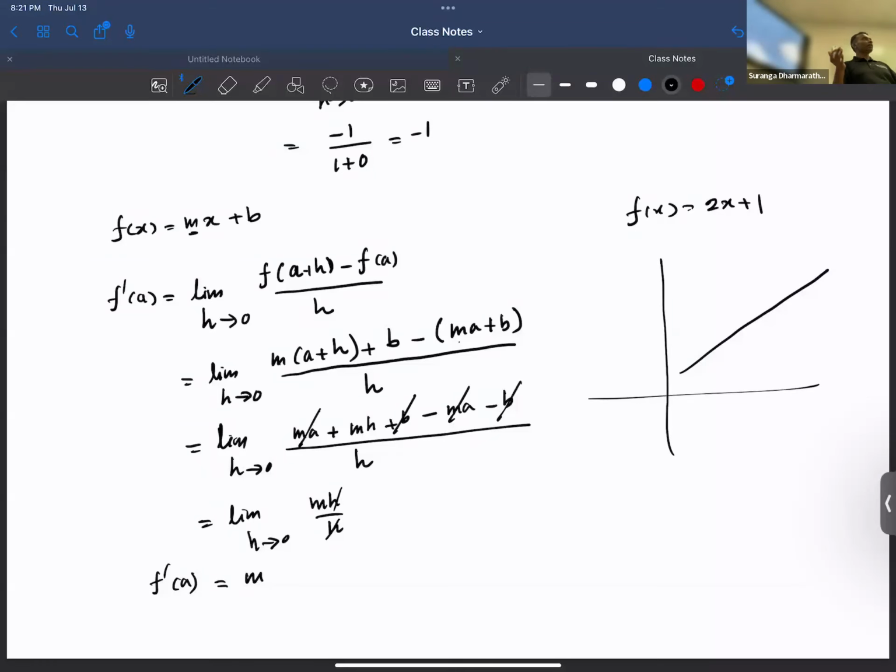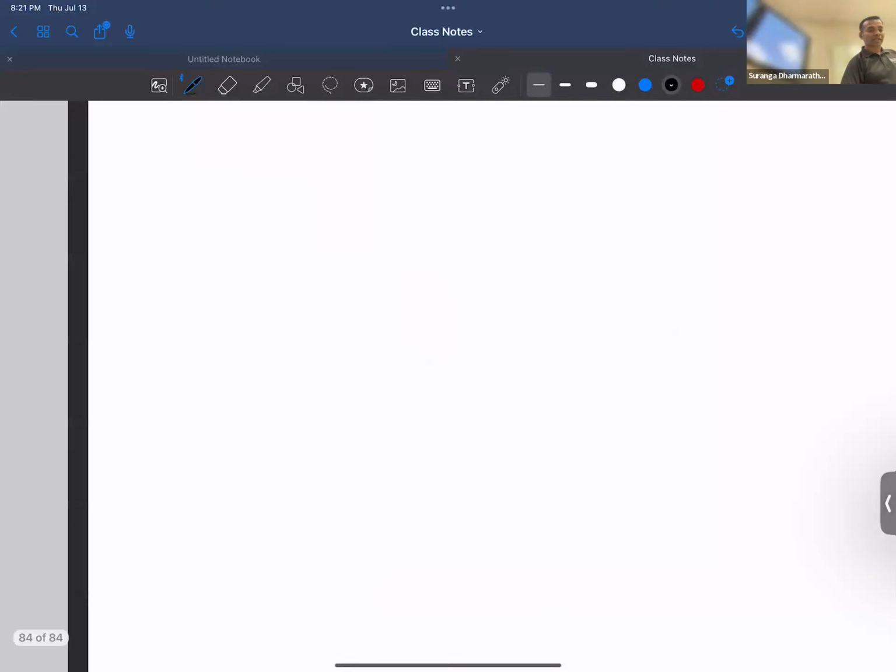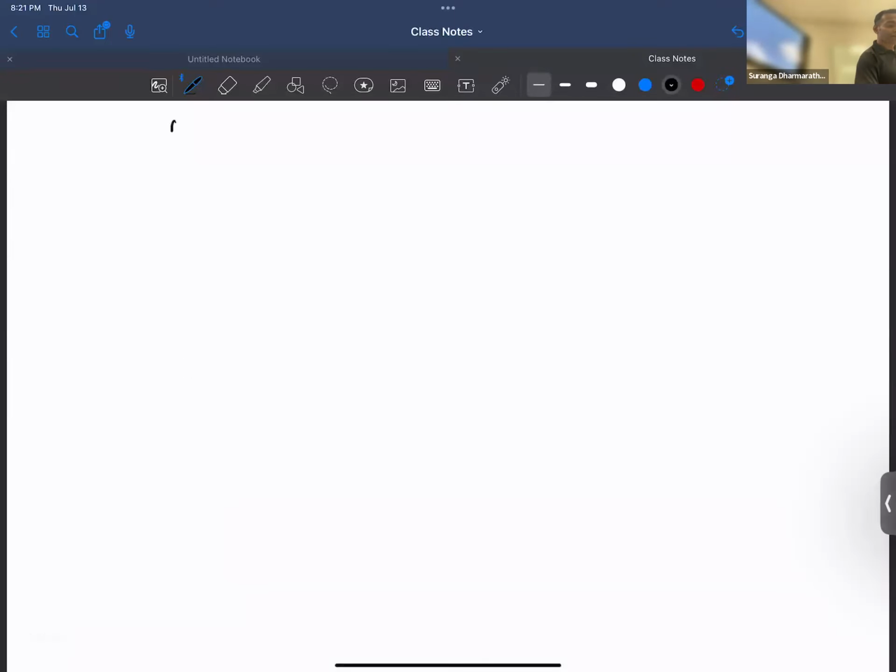Clear? Good enough? Okay. Now that's a beautiful thing. And there's the other one. My function f of x is equal to constant b.